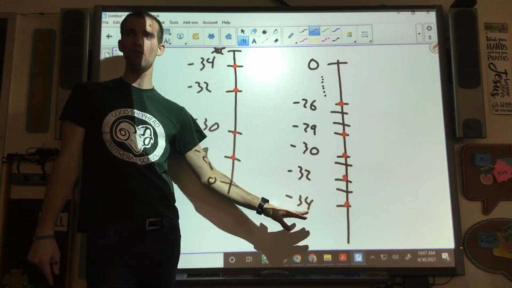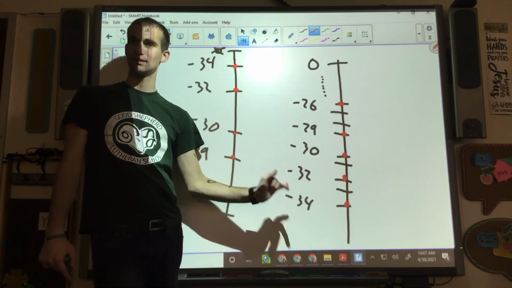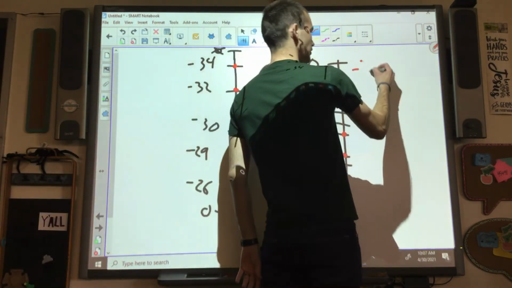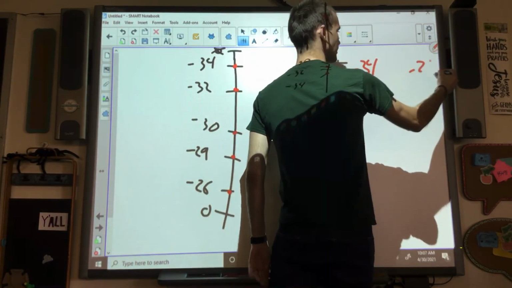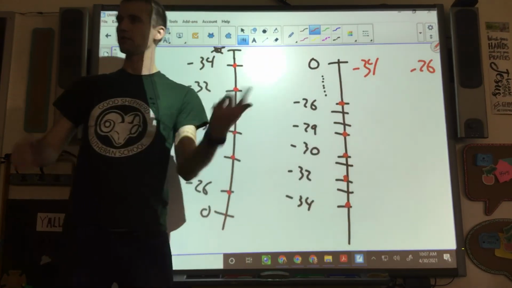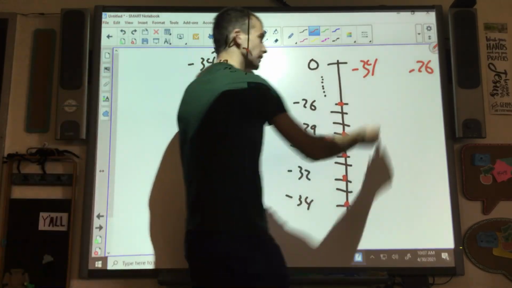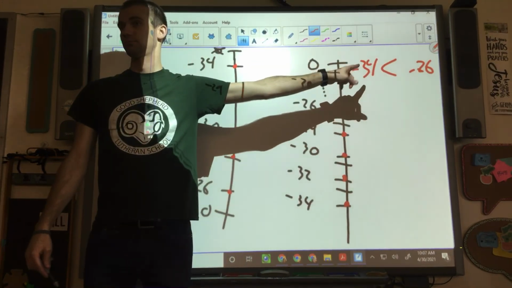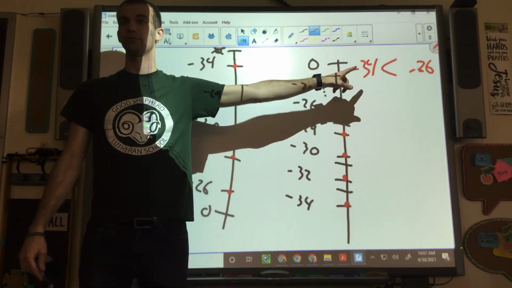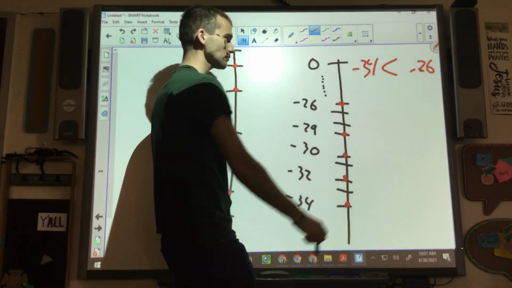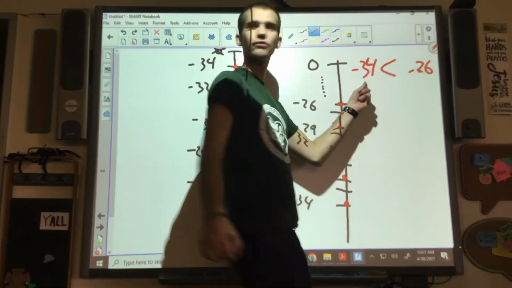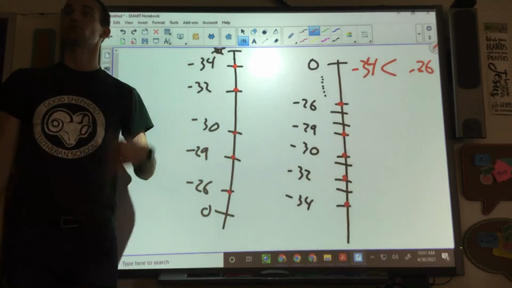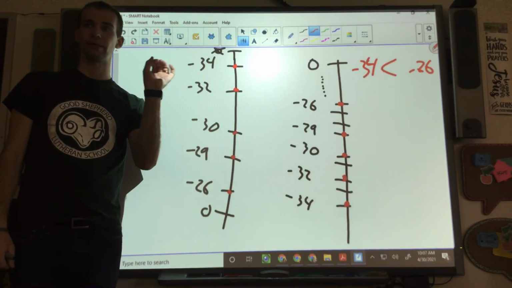So negative 34 is less than. If I write negative 34 and negative 26, what's greater? Negative 26. This really messes with people a lot. You're going to want to look at this, Braden. Negative 34 is less than negative 26. It really messes with people. Don't let it mess with you.